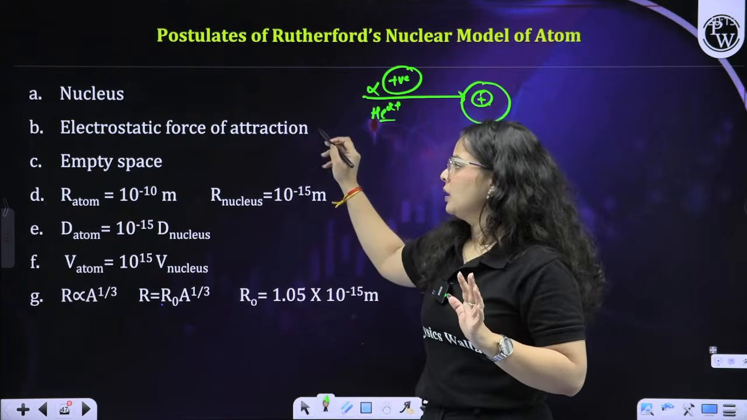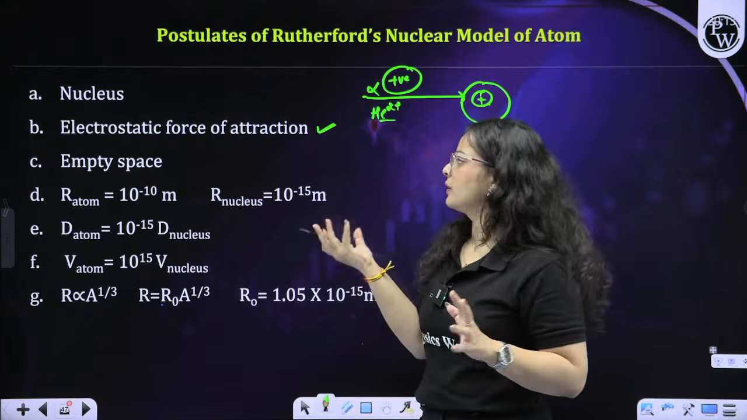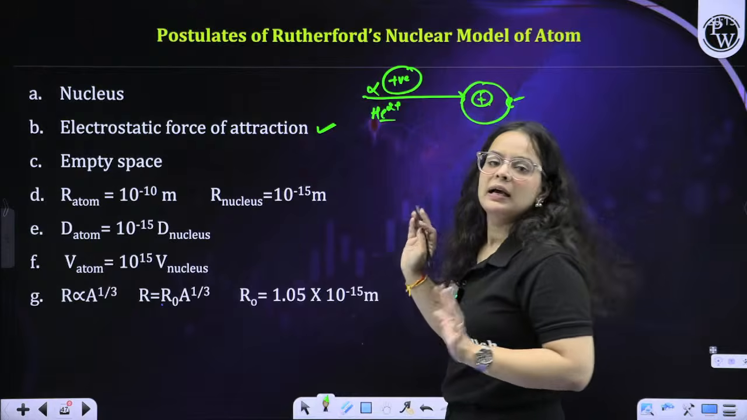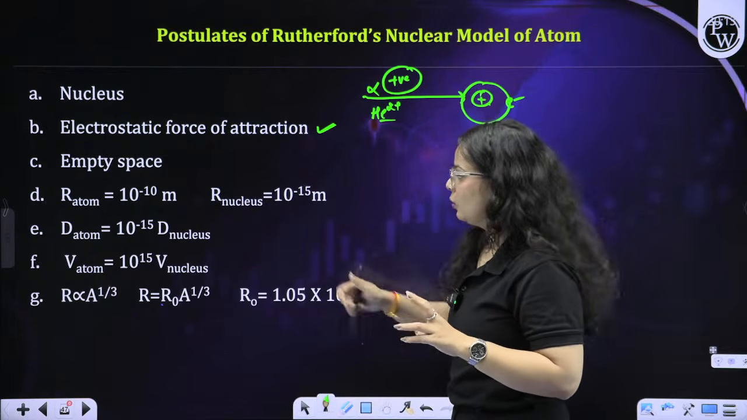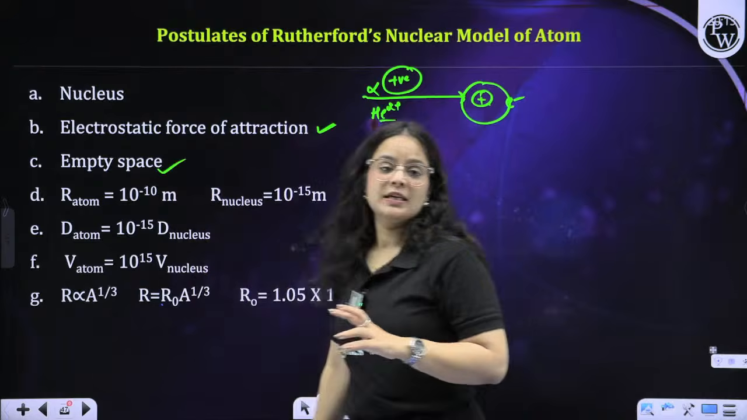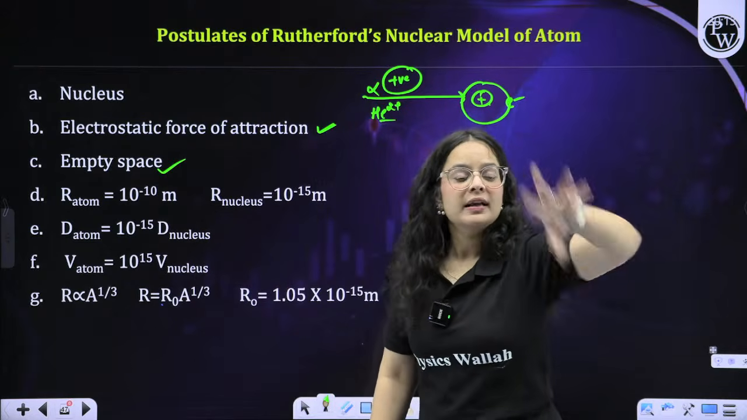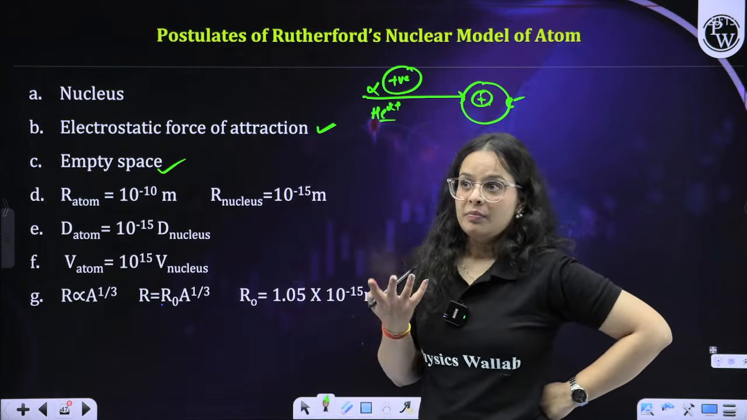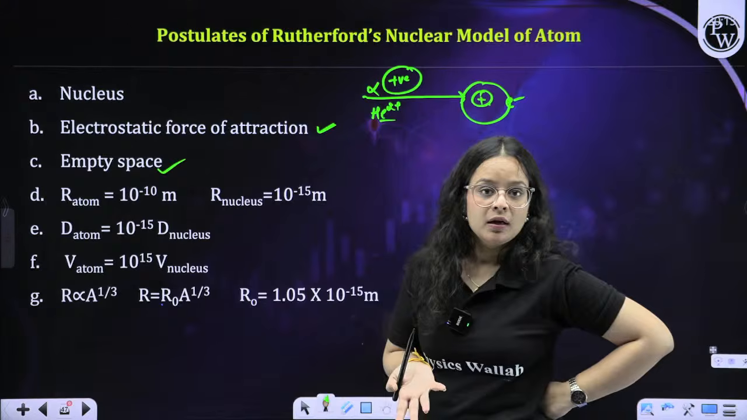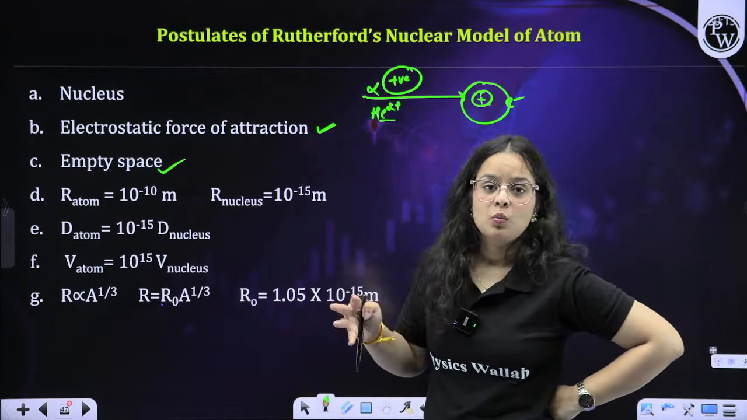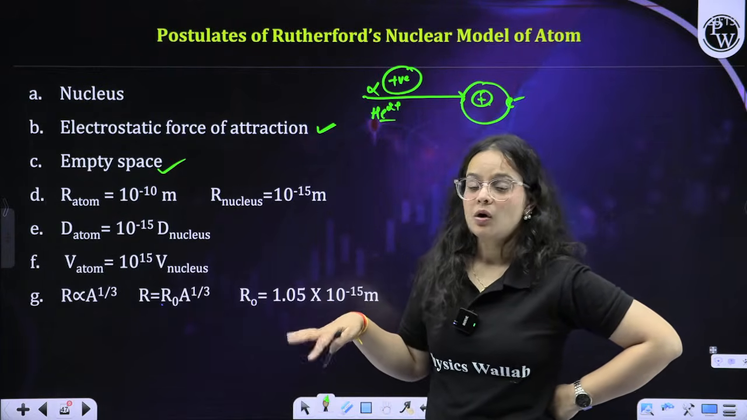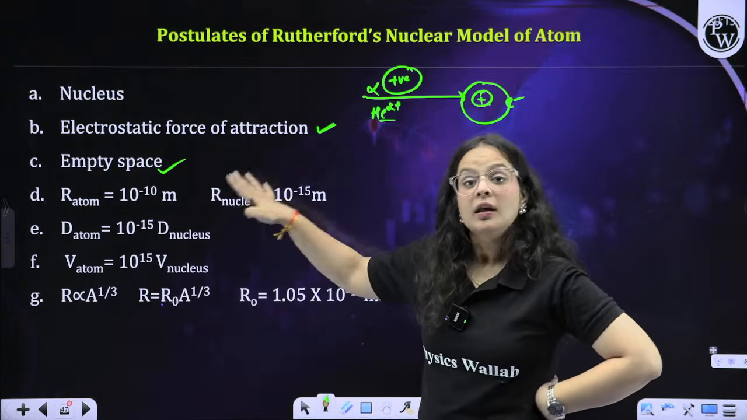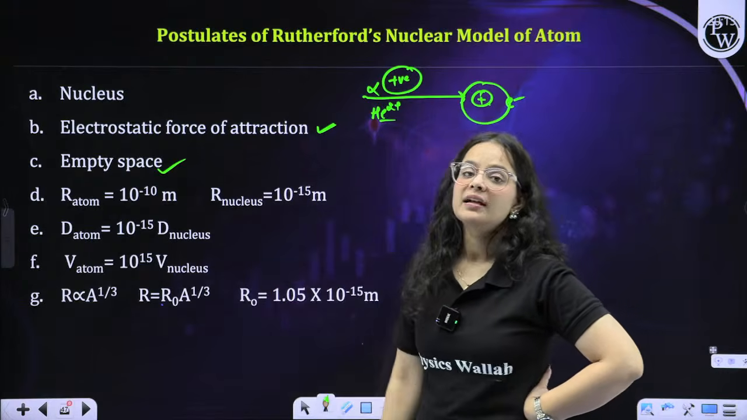Moving on to another conclusion, the electrostatic force of attraction is present between the nucleus and the electrons revolving around it. Then moving on to the empty space concept: the majority of rays pass undeflected, which means the majority of space is empty. That is why most rays were able to pass through the gold foil. So we consider the atom to be majorly empty. That is the reason alpha rays pass undeflected.